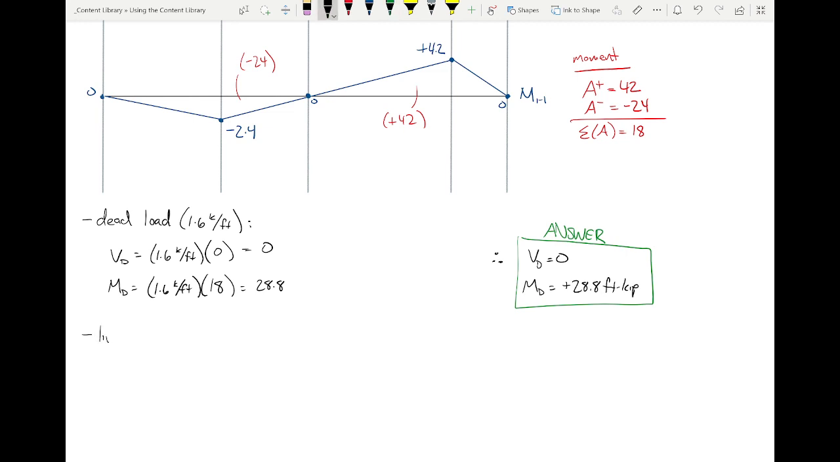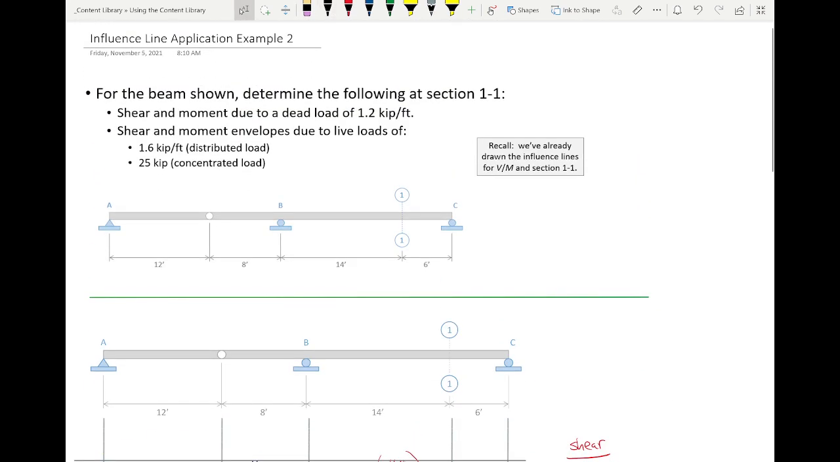Now, how about the live load? How much was the distributed load for this problem? Wait. I'm sorry. Did I say the dead load was 1.6 or 1.2? Hold on. See, nobody's catching me on that. I said this was 1.2. I feel like that's a big mistake. That counts a whole lot. What's worse, I caught it though.